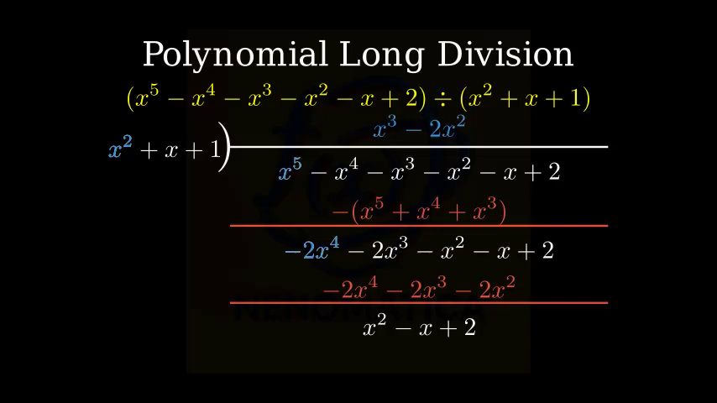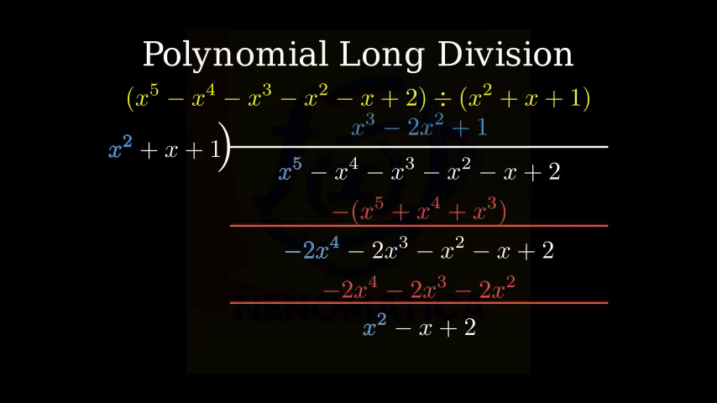For our final step, we divide the highest term of our remainder, which is x squared, by the highest term of our divisor, also x squared. This gives us 1, which becomes our next term in the quotient. So our quotient now reads x cubed minus 2x squared plus 1.